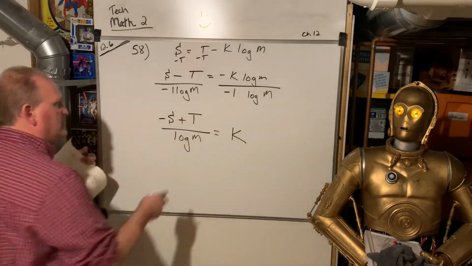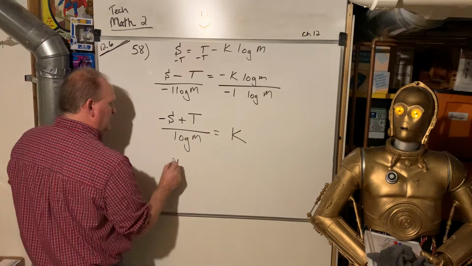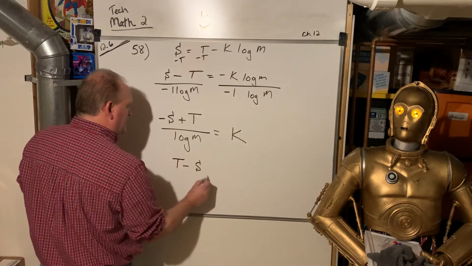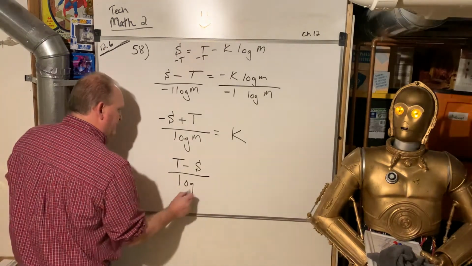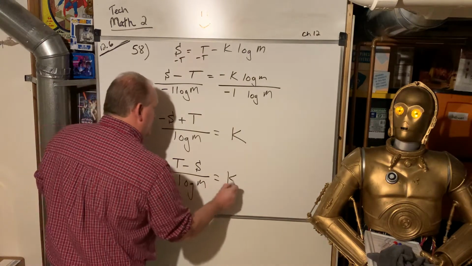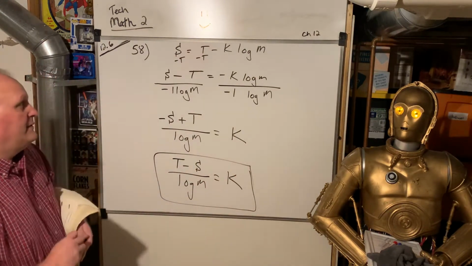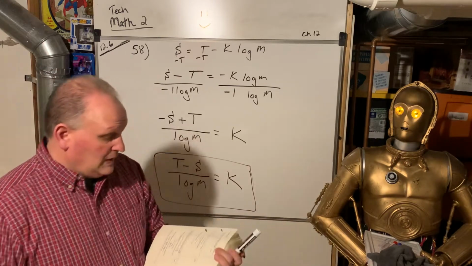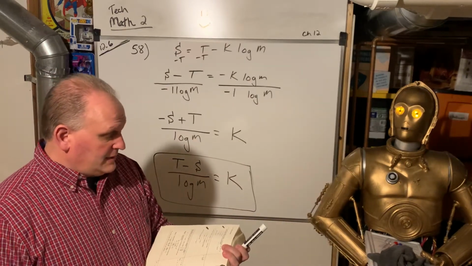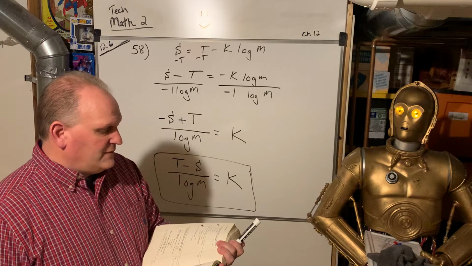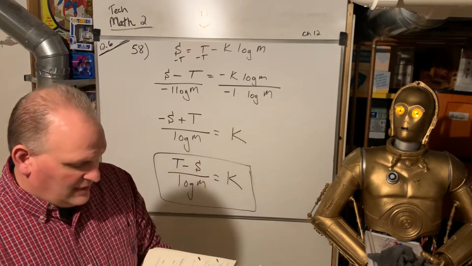They of course switch the T and the S around. So if you look in the book, it's T minus S over log of M equals K. So a very abstract problem where we had to solve for the variable given. All right, let's do another one of those, solve for D. It's almost the same thing.